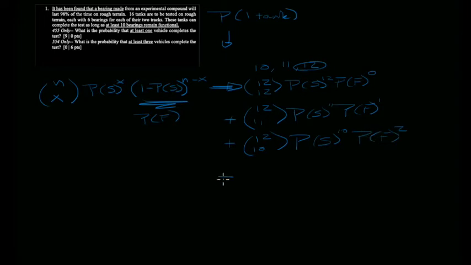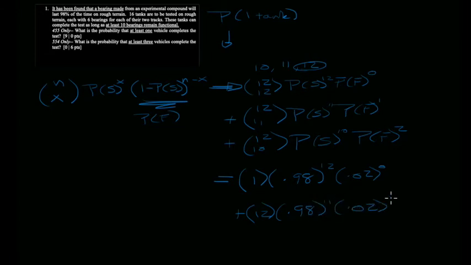And I'm going to plug in the numbers for the first one. 12 choose 12 is just 1. Probability of success is 0.98. Actually, I'll do the first two. 0.98 to the 12th. Probability of failure is 0.02, but it's to the 0th power, so that's just going to be 1. And then the next one will be 12 choose 11. That's 12. I'll let you do that math. 0.98 raised to the 11th power times 0.02 to the 1st.